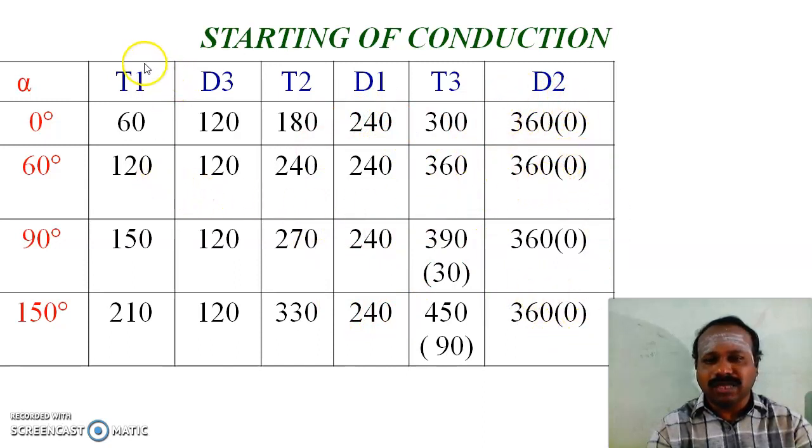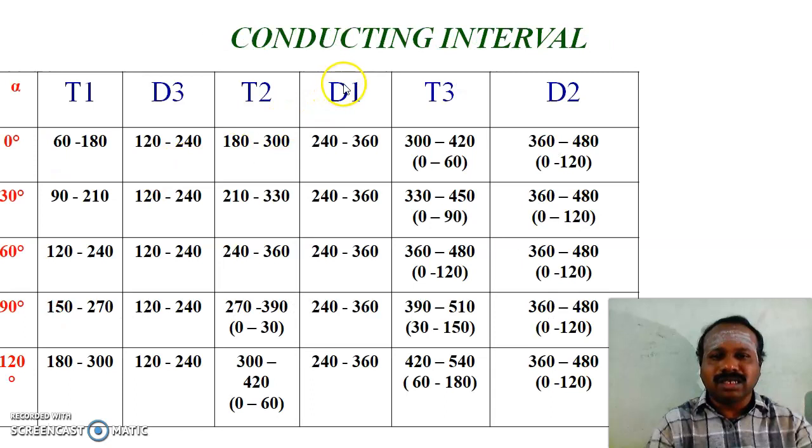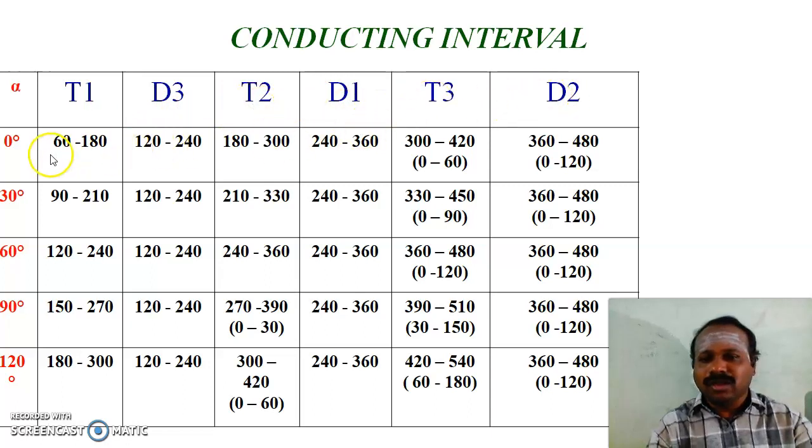Only the conduction of the thyristor depends on the firing angle. For a firing angle of alpha equal to 60, the first thyristor starts the conduction after 120 degree, that is, 60 degree delay plus this firing angle 60, totally 120, and it conducts for another 120 degree. This is the conduction interval for the devices T1, D3, T2, D1, T3 and D2. Each device conducts for 120 degree.